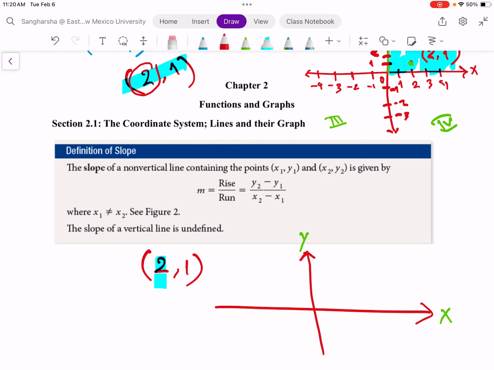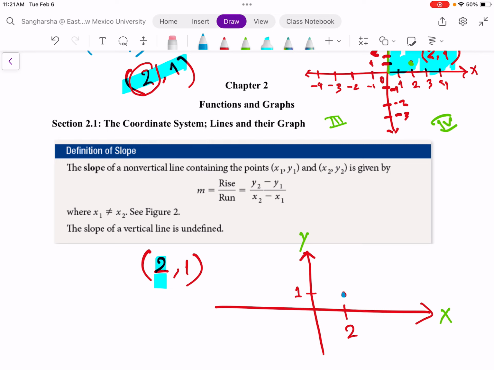So let's say we have 2 here and we have 1 here. So we have this point. What is the distance of this point from the y-axis? Can you tell me the distance of this point from the y-axis? The distance of this point from the y-axis is 2, right? And 2 is our x coordinate or a y coordinate? X coordinate. So the x coordinate tells us how far a point is from the y-axis.